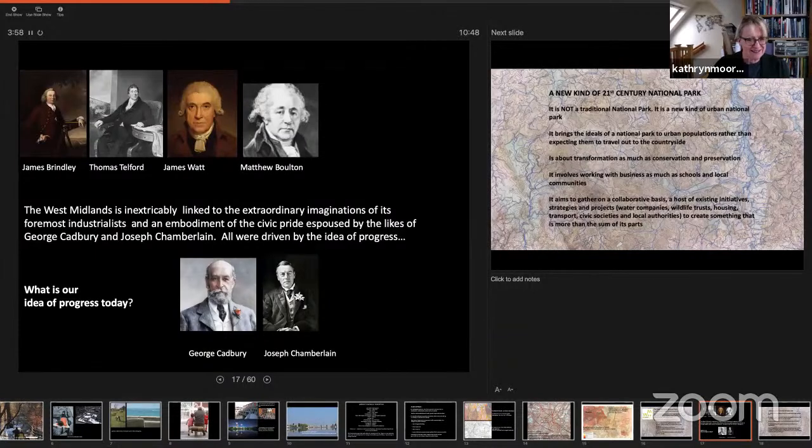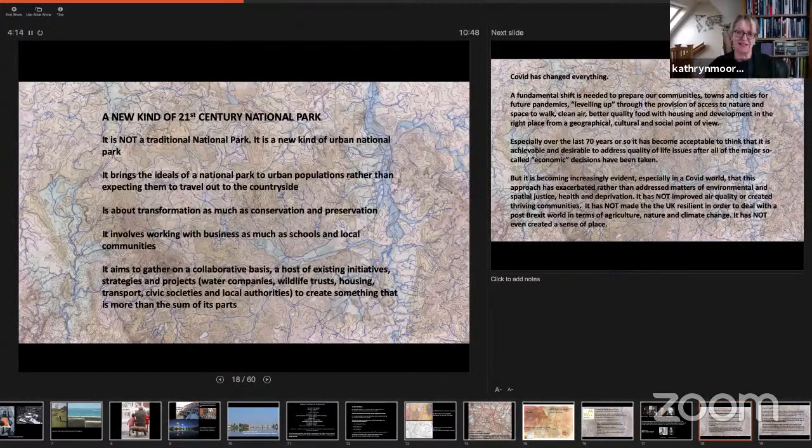It was the imagination of these people that led to the wealth of the region, to the region becoming a centre that really transformed the world through industry. But now we're looking at a different kind of vision. It's not a traditional national park. If you ever come here, it doesn't look anything like one. It's a new kind of urban national park, which brings the values of a national park to urban populations rather than expecting them to travel out to the countryside. It involves working with businesses as much as schools and local communities. The idea is that we bring together a host of different things to create something that is more than just the sum of the parts.